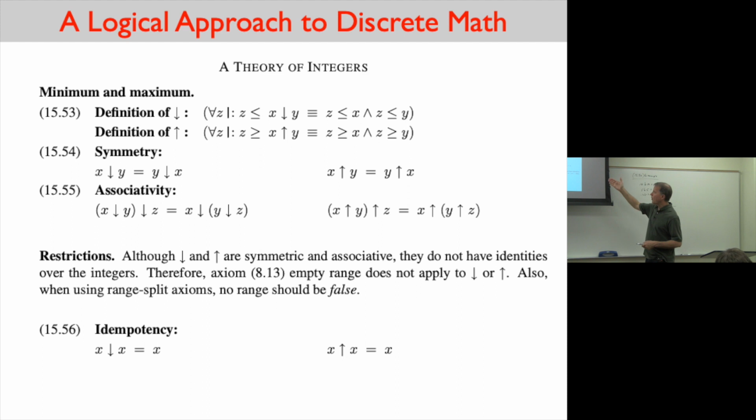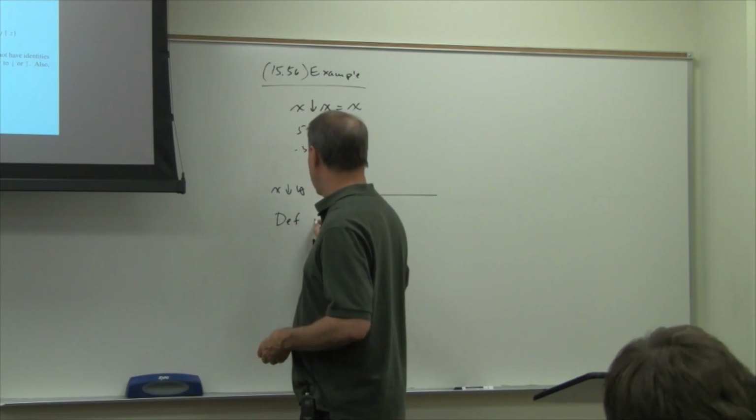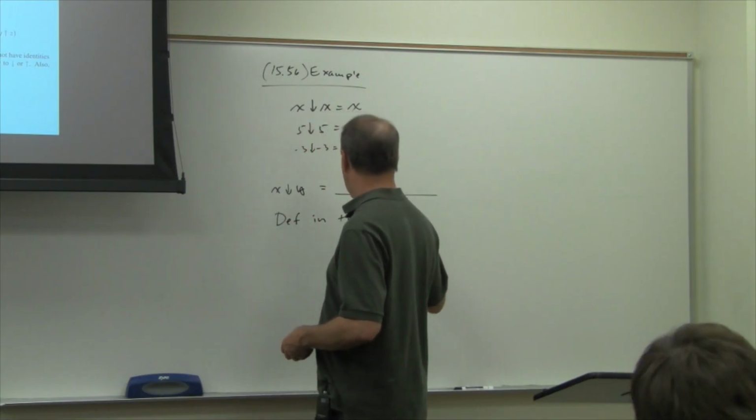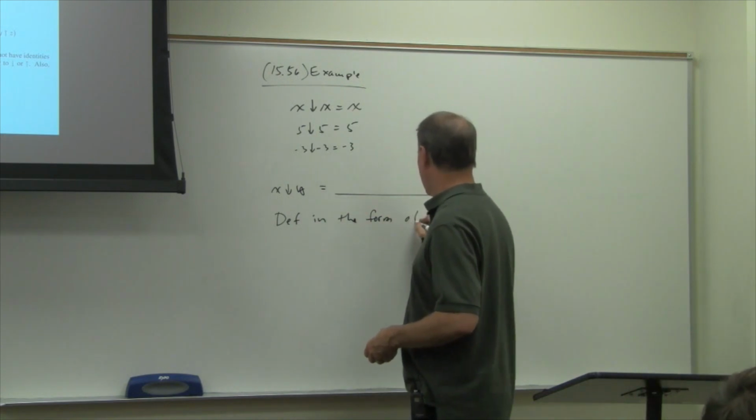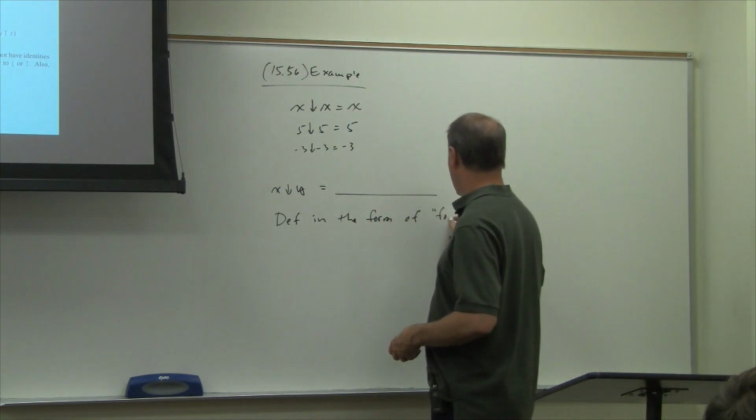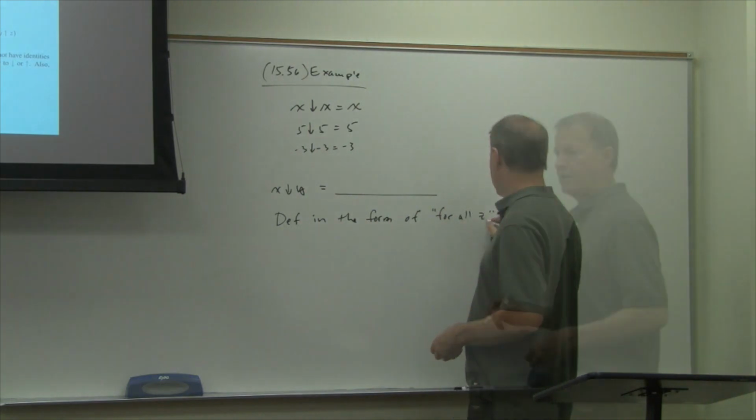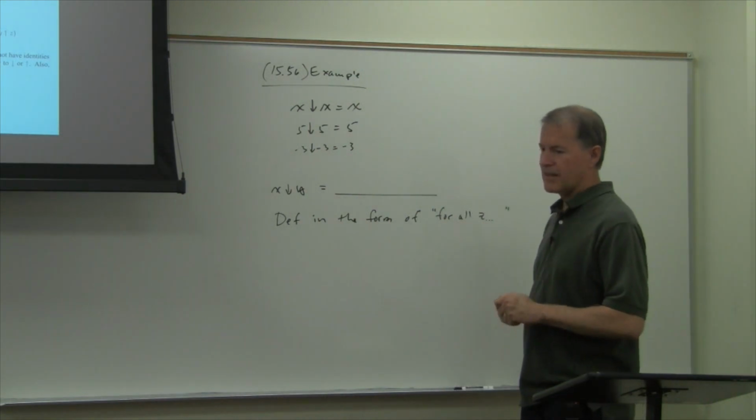Instead, it's for all z, range true, and then what do we have in the body? z is less than or equal to x min y equivales z is less than or equal to x, and z is less than or equal to y. So this is a definition in the form of a for all z. Okay, so here's the thing, you guys.